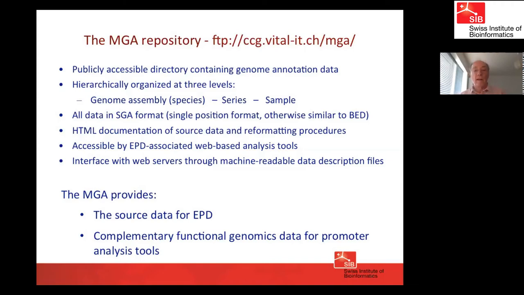Now, note that the MGA provides the source data for EPD, and that is mostly CAGE data and other high-throughput transcription start site mapping data. But it also provides the complementary functional genomics data for promoter analysis and for promoter selection.